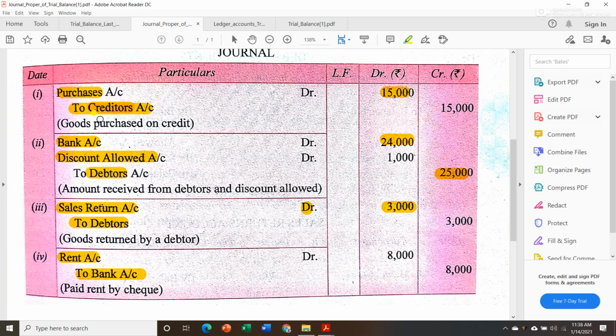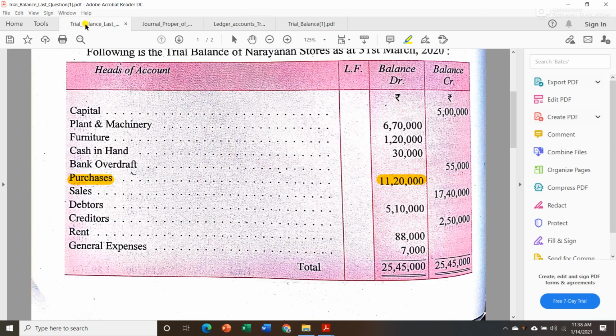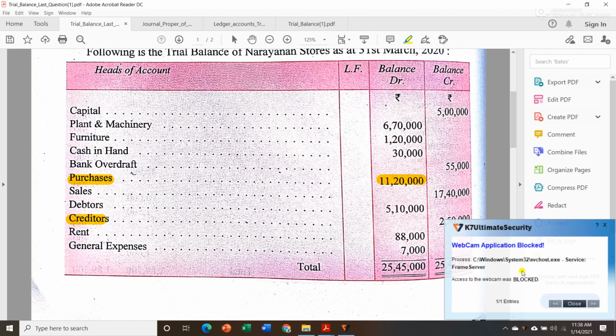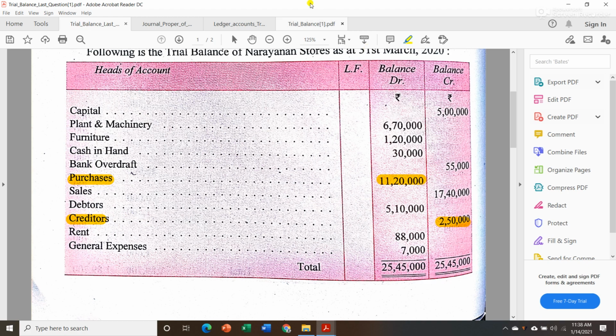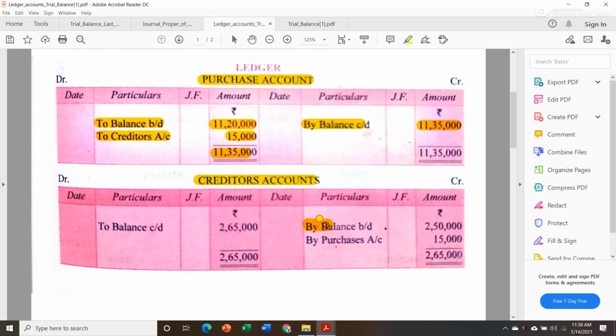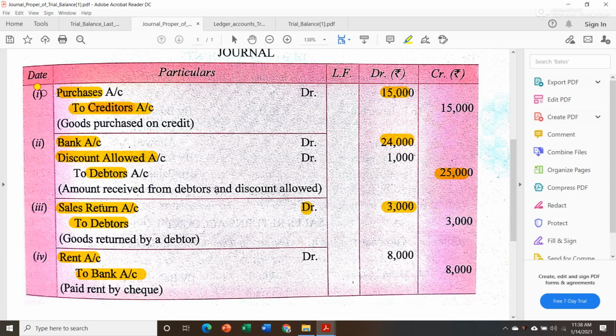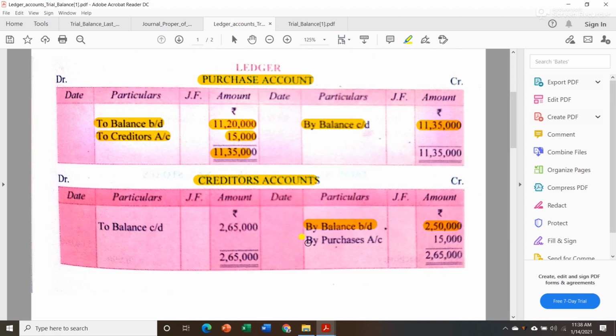The next account that we have in our journal is the creditors account, so we will prepare one creditors account. And let's see the trial balance in the question. Do we have any creditors in here? Yes, we have, and it is showing a credit balance of 2,50,000. So on the credit side we write by balance brought down 2,50,000. Now let's focus on the journal entry. We will simply put by in front of purchases, and by comes on the credit side, so we write by purchases account rupees 15,000. Since we don't have any amount on the debit side, altogether this 2,65,000 will come in here as balance carried down 2,65,000. With that, close the account.